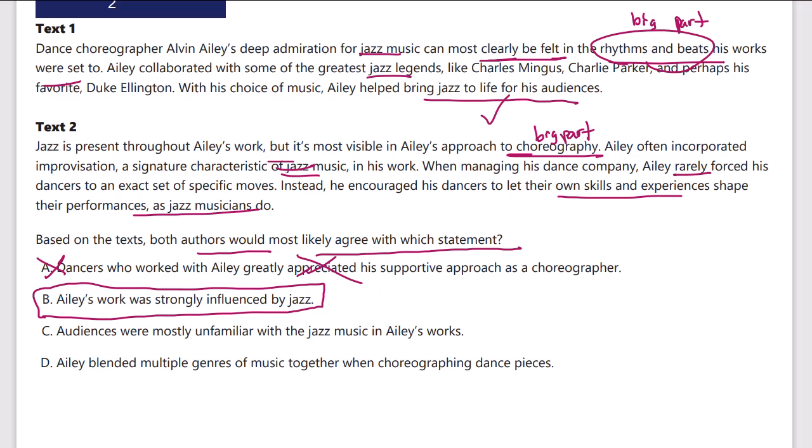So let's quickly check C and D. Audiences were mostly unfamiliar. I don't know if audiences were familiar or unfamiliar any more than I know if anybody who worked with him appreciated his approach. Ailey blended multiple genres of music together. No, he used jazz. There's jazz, jazz, jazz up above. No evidence for D.